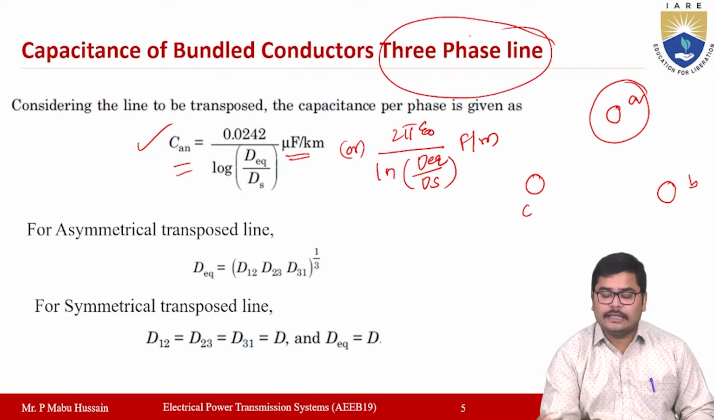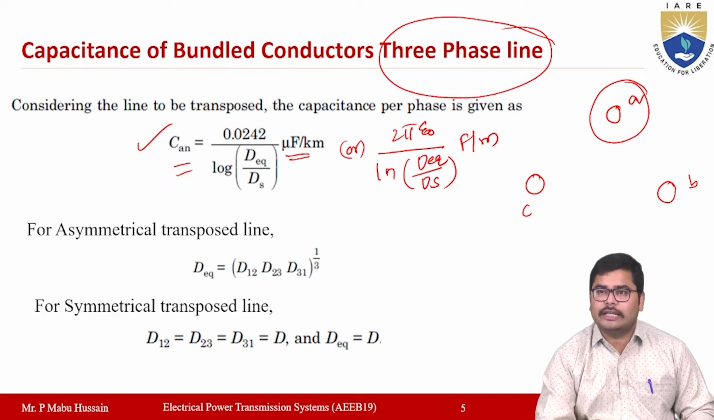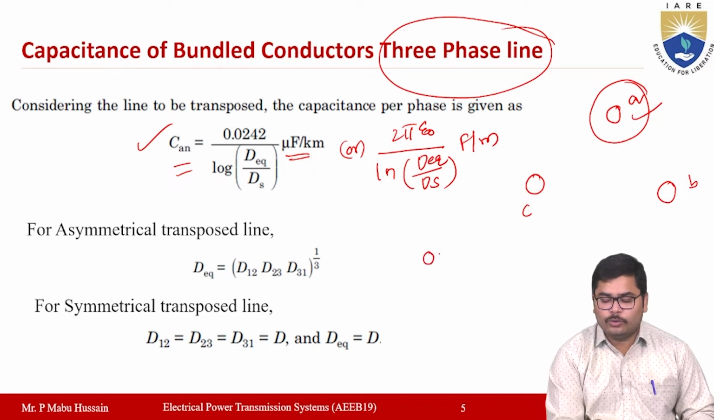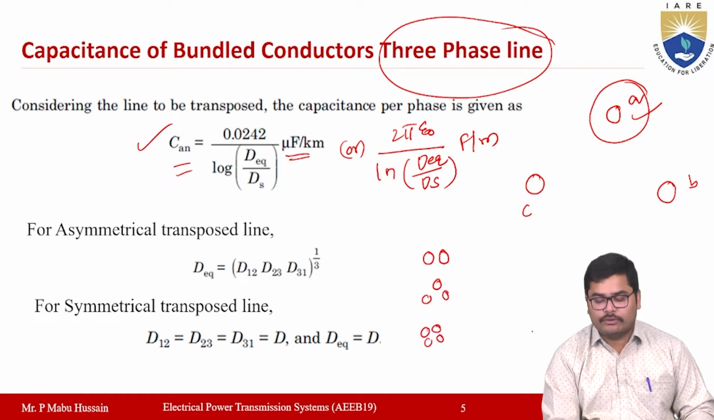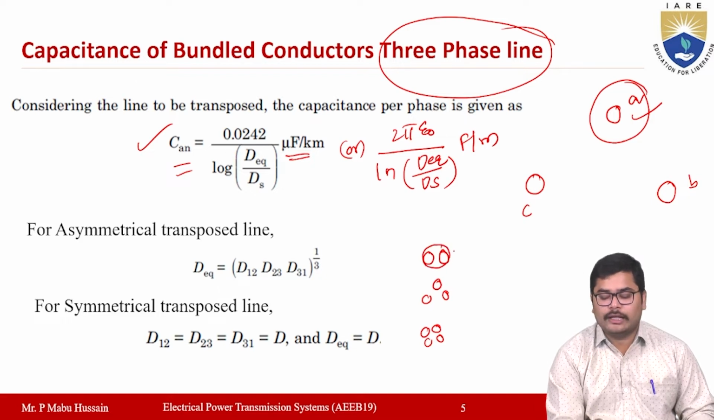Okay. So now here in the three-phase line, instead of taking one single conductor per each phase, you may be taking bundled conductor. So this bundled conductor will be having two conductors per phase, or three conductors per phase, or four conductors per phase configuration. Okay. So this total will be one conductor only.